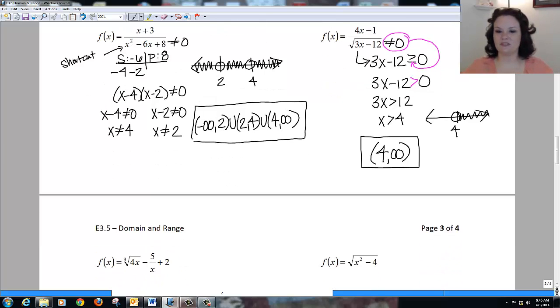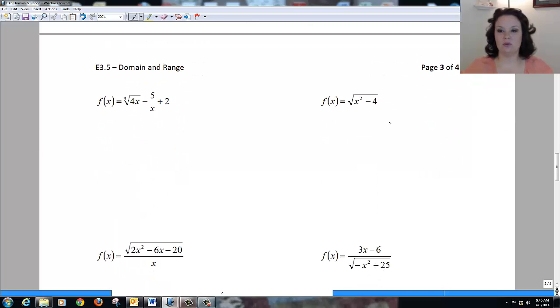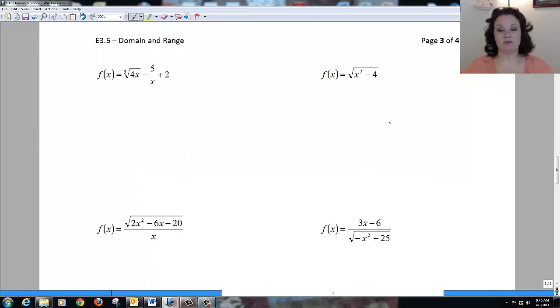Okay. All right. I'm going to look at a few more. So the only difference on the next few examples here in a minute is, remember in section 3.4, we had to find the intervals. We had to find the zeros and test the intervals and see if they were positive or negative. And then depending on our inequality sign, we took either the positive or the negative intervals. We're going to have to use that here to find domain. Okay, so I'll show you how that's incorporated here in just a minute.